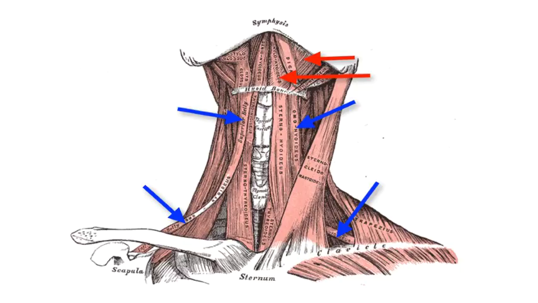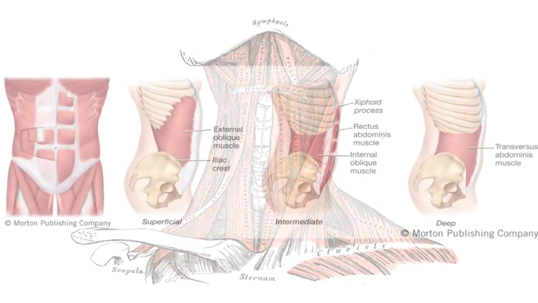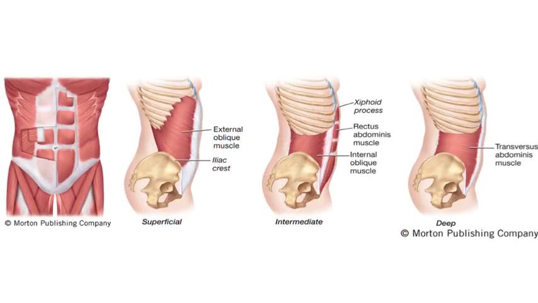Additionally, there is the omohyoid. Omo is from the Greek word omos, and it means shoulder. Omohyoid extends from the shoulder, specifically the scapula, to the hyoid bone. The muscles of the torso are mostly straightforward. Some terms that seem to trip students up are the oblique and transverse abdominal muscles.